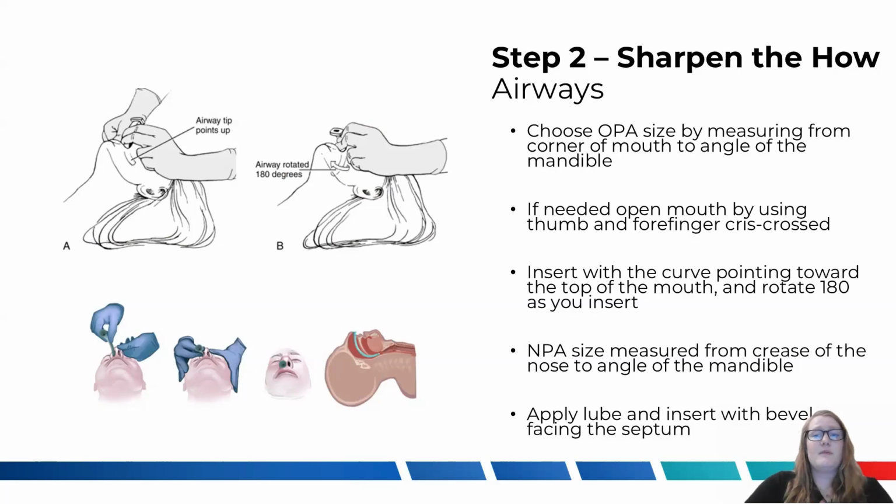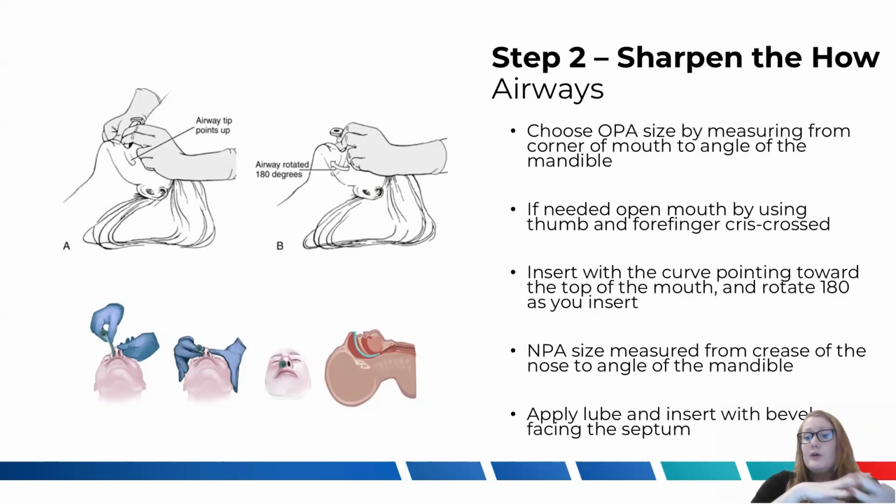Basic steps for an OPA: we measure from the corner of the mouth to the corner of the mandible. Pick the size that fits that. If we need to open the mouth, that's a crisscross finger technique, pushing the mouth open. Insert the airway with the tip towards the palate, towards the top of the head. As we insert, we rotate it 180 degrees, scooping that tongue out of the way, straight into the mouth. It's as simple as that.